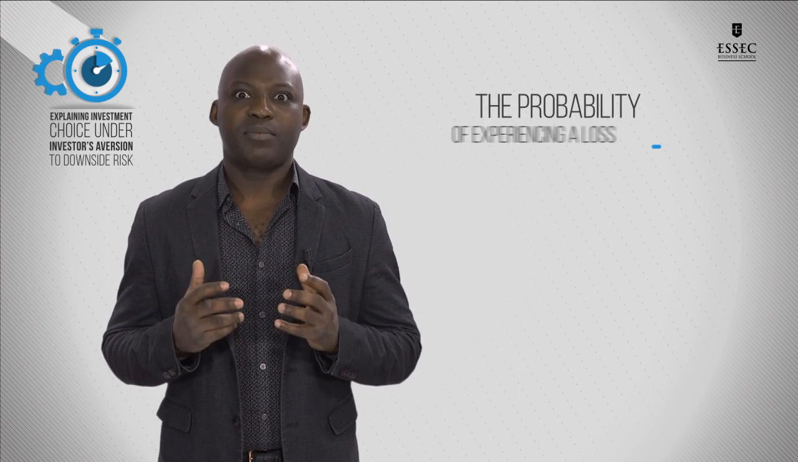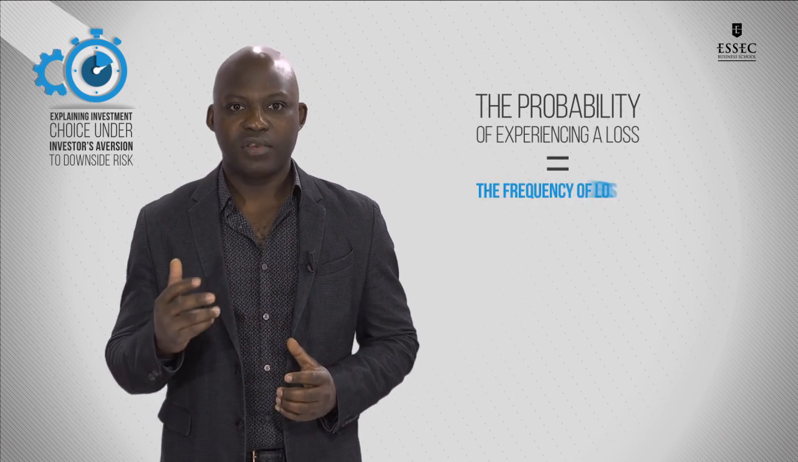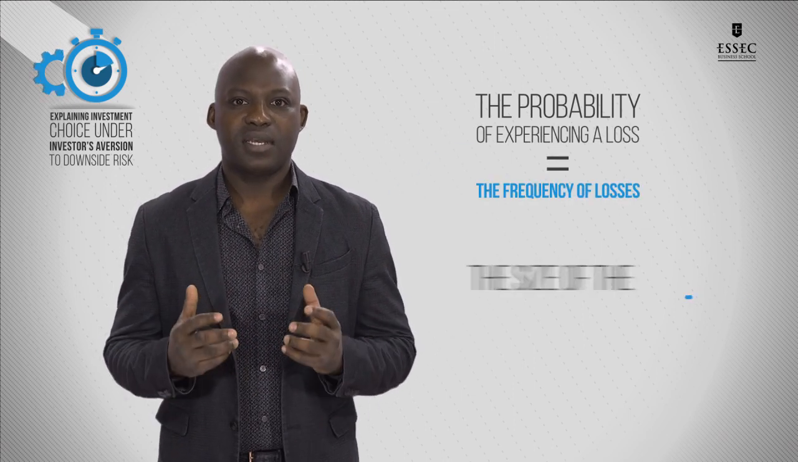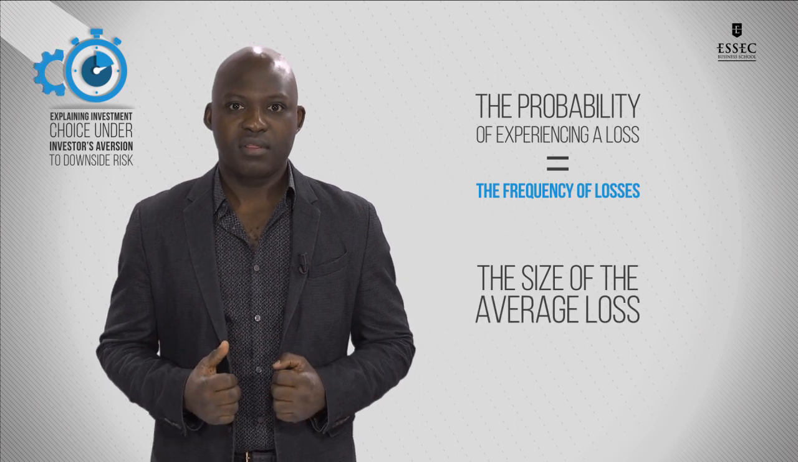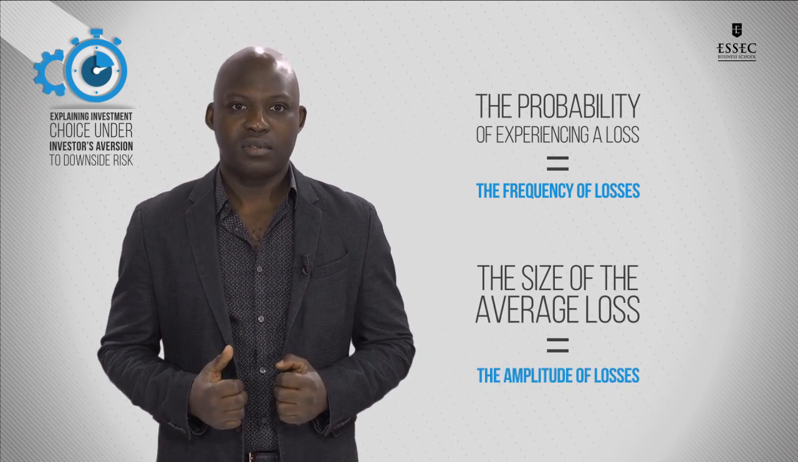Downside risk captures scenarios in which the actual investment return falls below the investor's reference rate of return. There are two key measures when considering downside risk: the probability of experiencing a loss, that's the frequency of losses, and the size of the average loss, that's the amplitude of losses.